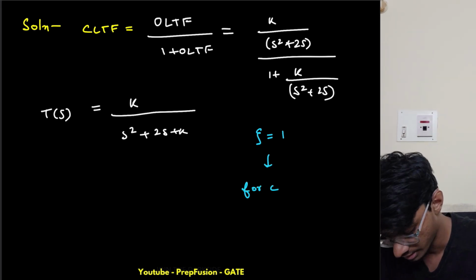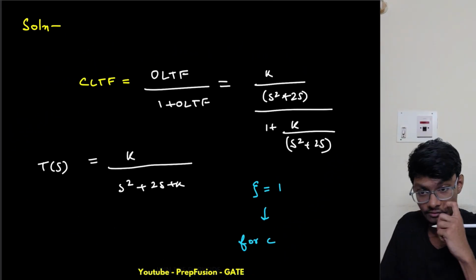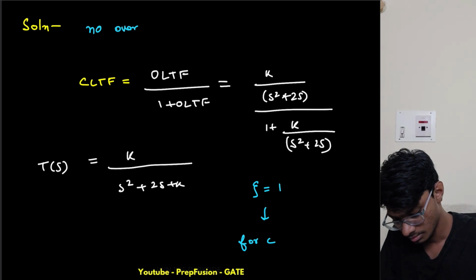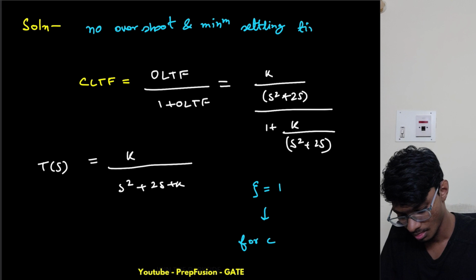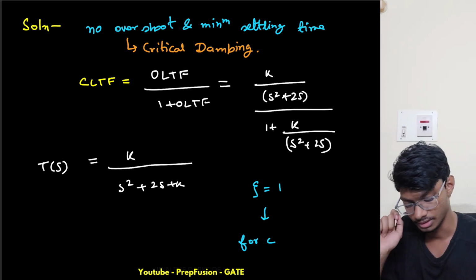So firstly I should write here, I told you here, but I should also write here that for no overshoot and minimum settling time, I should have critical damping. Okay, so this thing you have to keep in mind. So I should have critical damping.